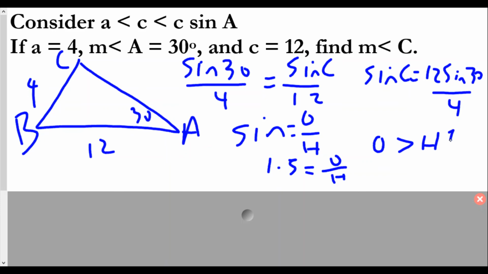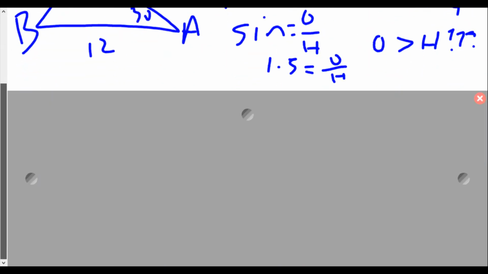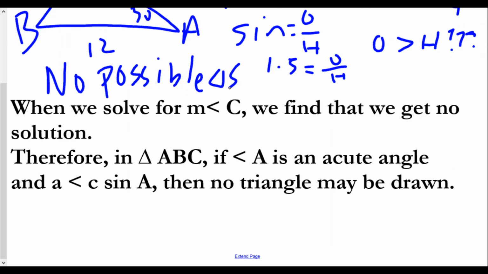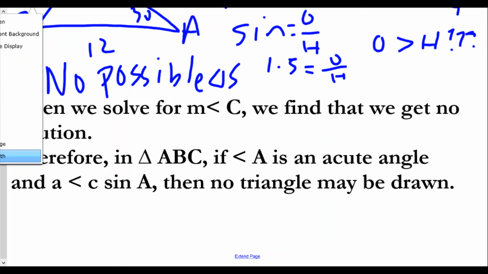But the hypotenuse is going to be the longest side of the right triangle in any sine situation. So this is not possible. So we are left with the situation that when we solve for angle C, we get no solution, no triangle. No possible triangles.